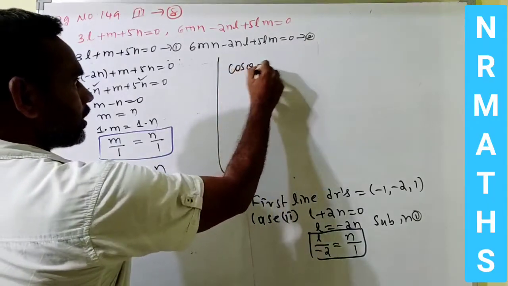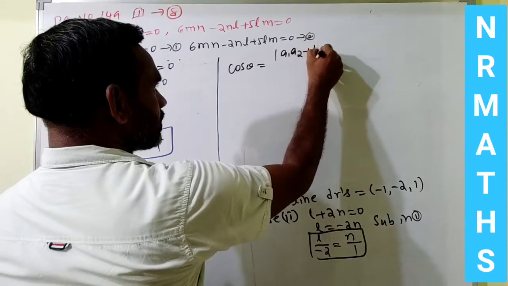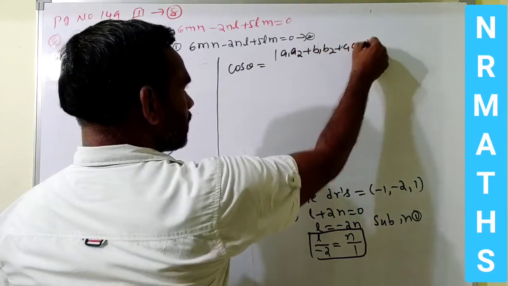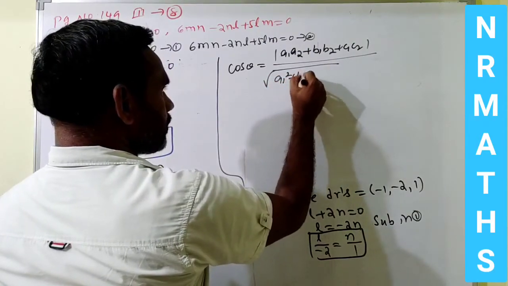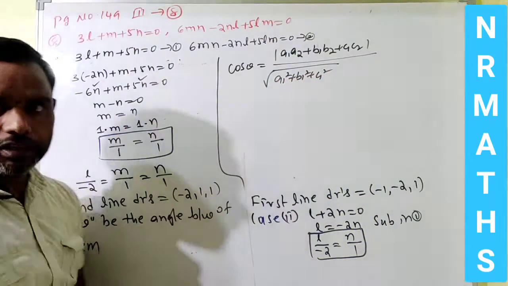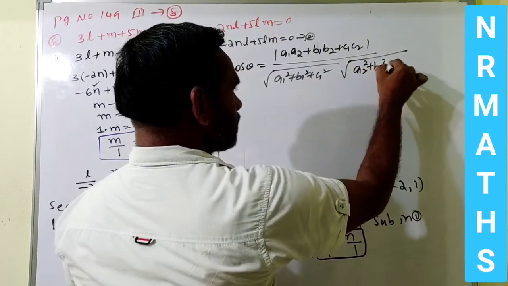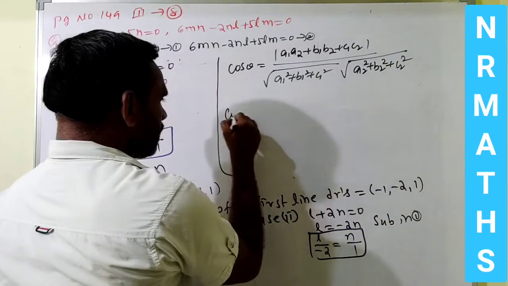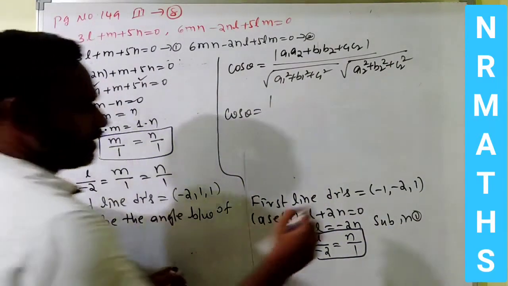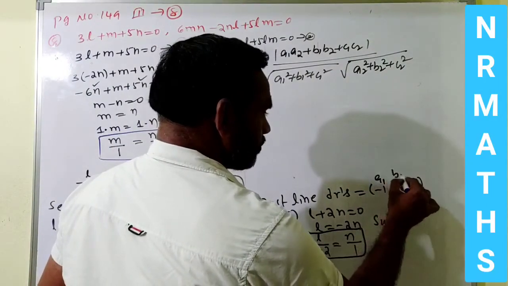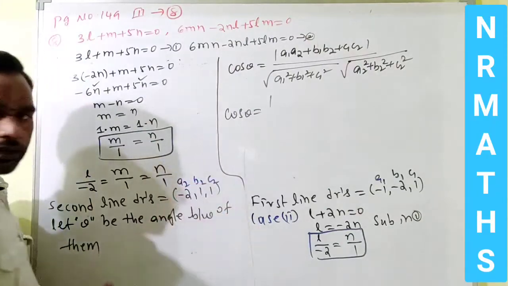Cos theta is equal to mod of A1 A2 plus B1 B2 plus C1 C2 by under root of A1 square plus B1 square plus C1 square, next under root of A2 square plus B2 square plus C2 square. Now cos theta is equal to mod of A1 A2. Now look there, it is the first line DRs A1, B1, C1. Now second line DRs A2, B2, C2 like this.